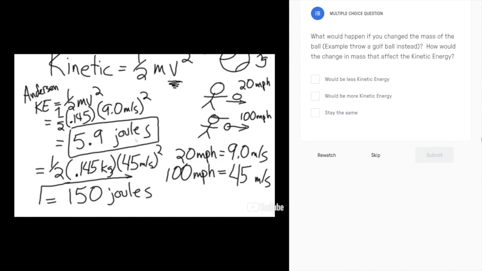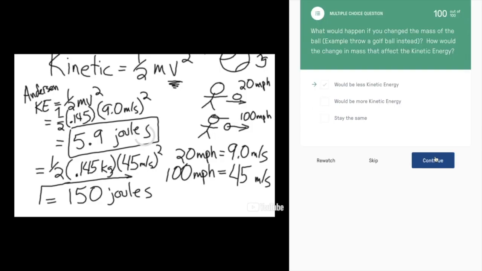Did you say there would be less kinetic energy? Let us try. Very good. There would be less kinetic energy.